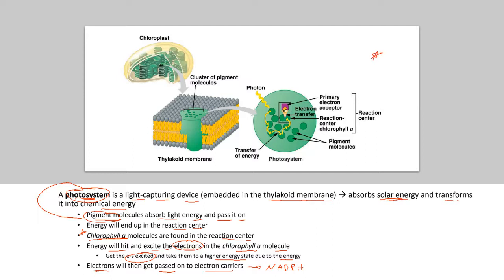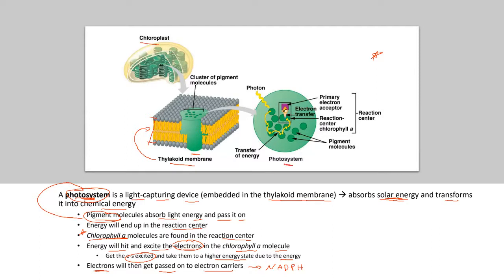Okay, so now let's look at my picture over here. We know what the chloroplasts look like, and I told you about the thylakoids here. So this is a thylakoid, this is the thylakoid membrane. That's the thylakoid membrane, the whole thing. And in here, we're going to see something called a photosystem. Okay, this is a photosystem.